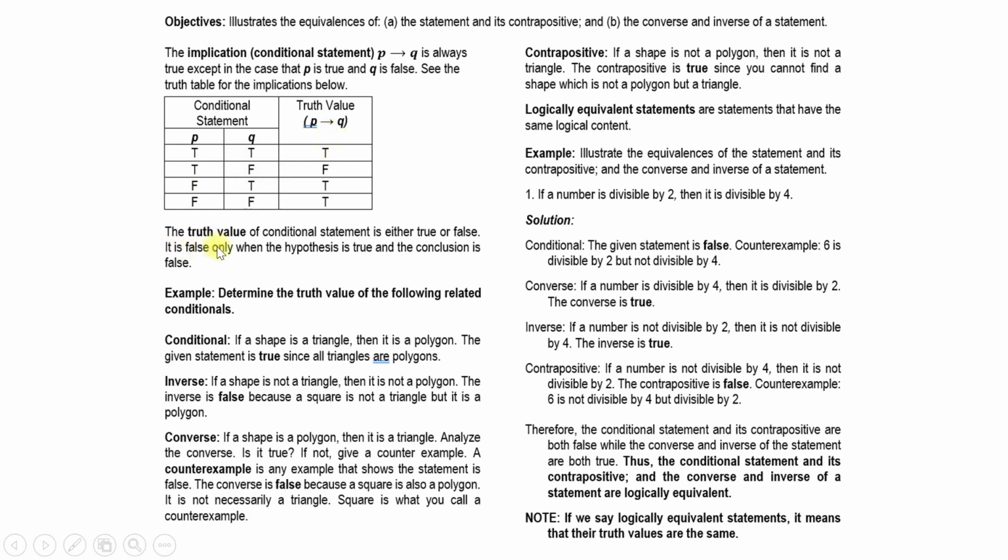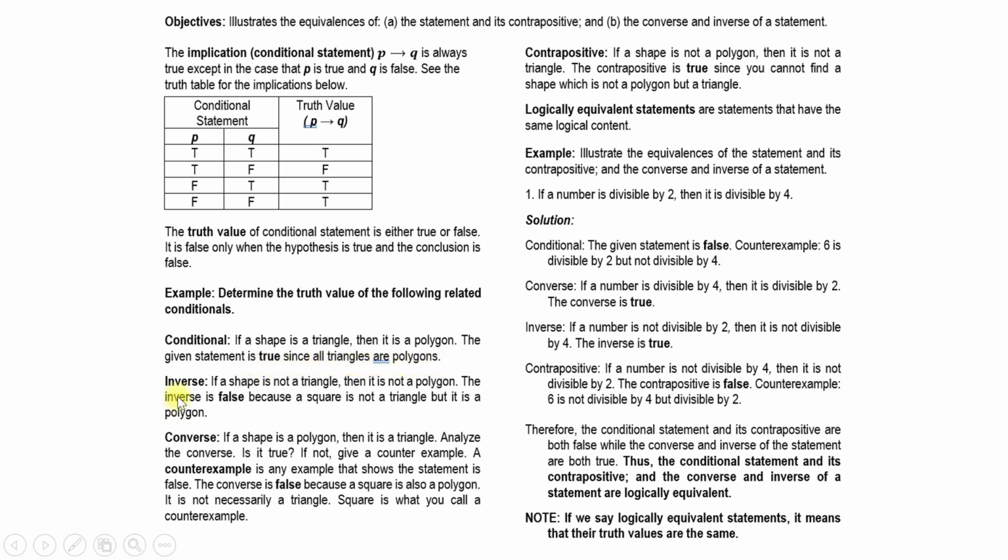Alright. The truth value of a conditional statement is either true or false. It is false only when the hypothesis is true and the conclusion is false. Example, determine the truth value of the following related conditionals. Okay, here is our conditional statement. If a shape is a triangle, then it is a polygon. The given statement is true since all triangles are polygons.